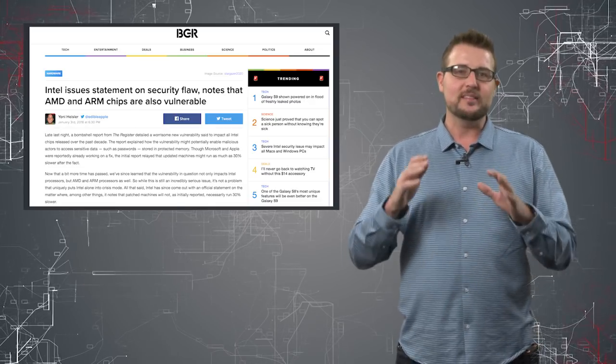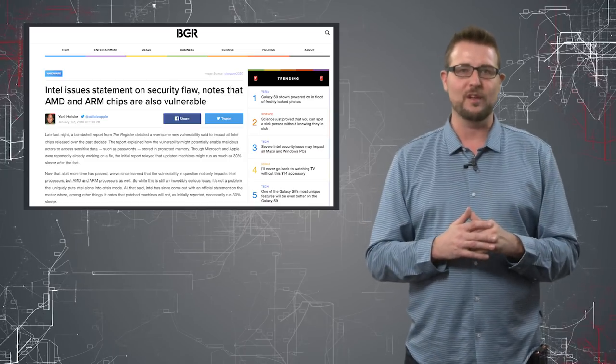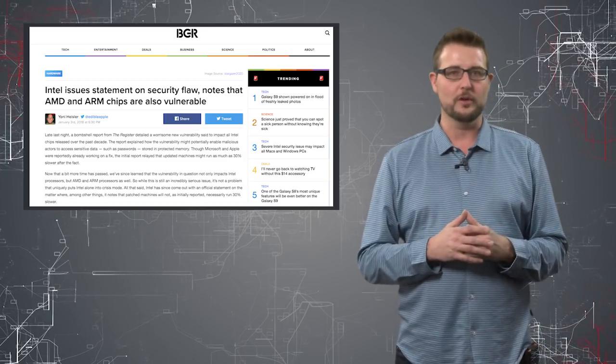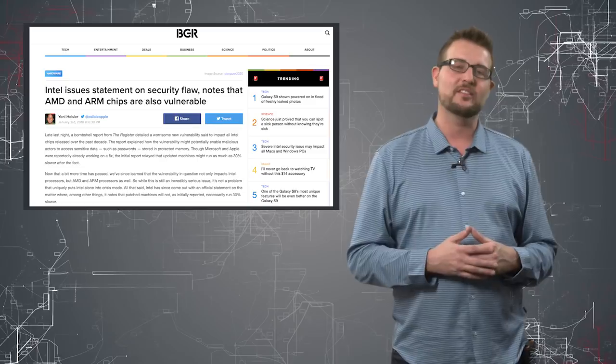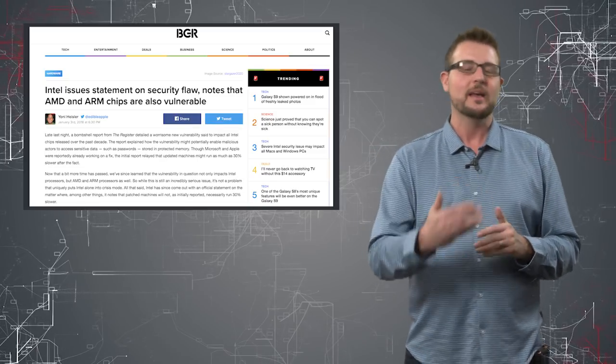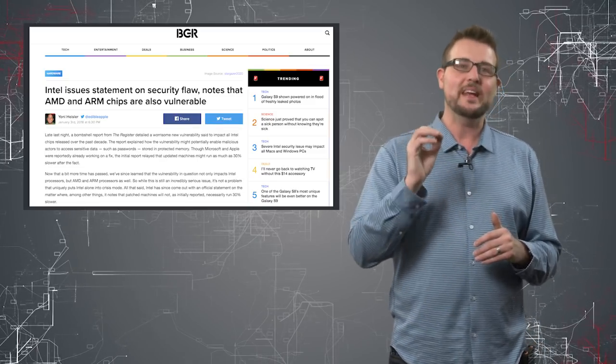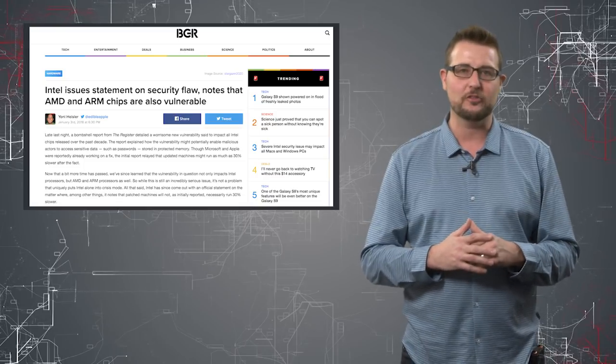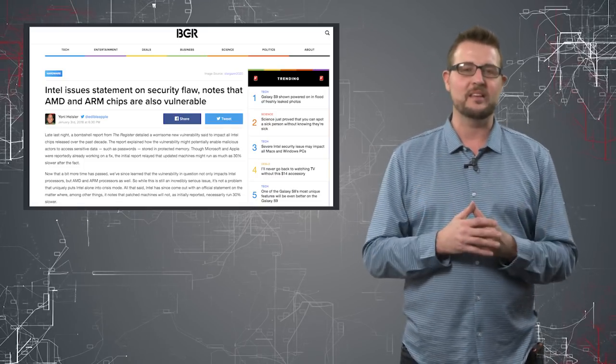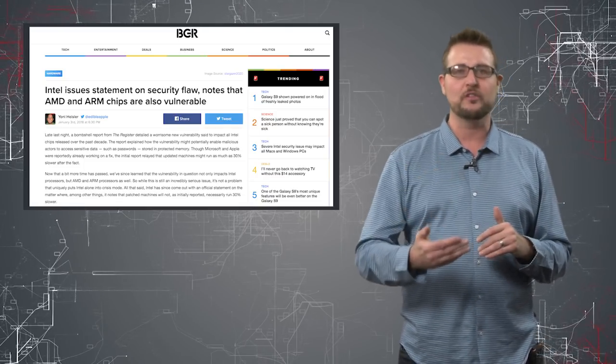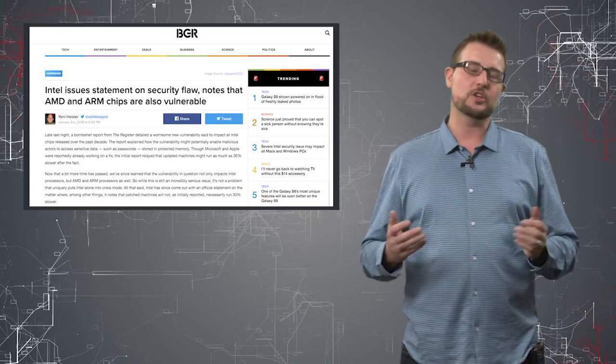Now, do know this is an information disclosure flaw. It is also a local vulnerability that if someone already has local access to your system, they can leverage it to read information that they shouldn't have access to. The problem is some of this information could be your passwords or encryption keys, which could be a pretty big deal.